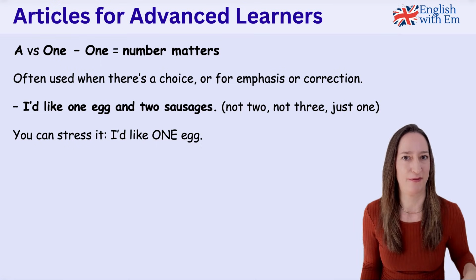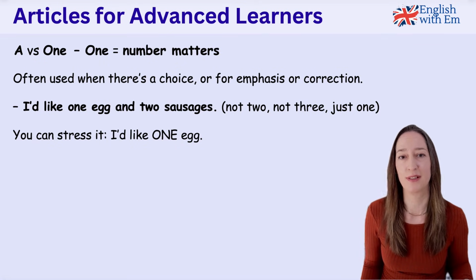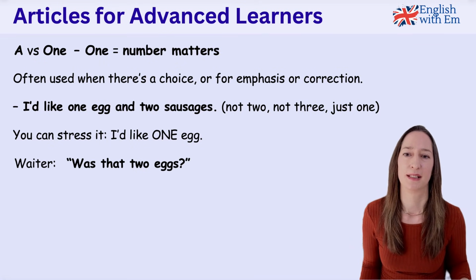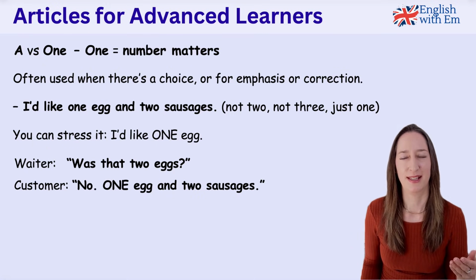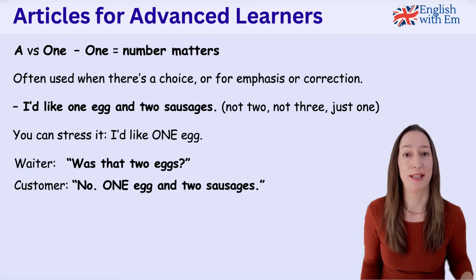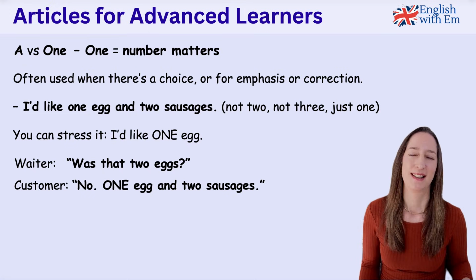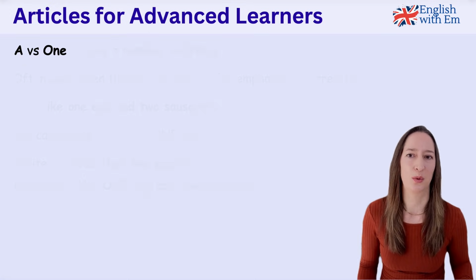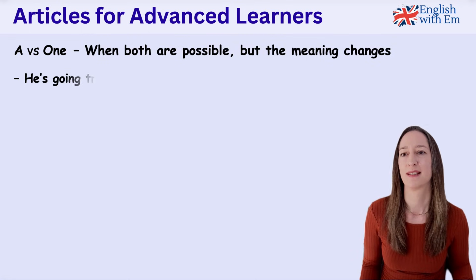Would you naturally emphasize it? Imagine a scenario, you're in a restaurant and the waiter says, was that 2 eggs? No, 1 egg and 2 sausages. So here you're emphasizing or making a correction. The number matters. Now, let's look at some cases where both are possible, but the meaning changes.